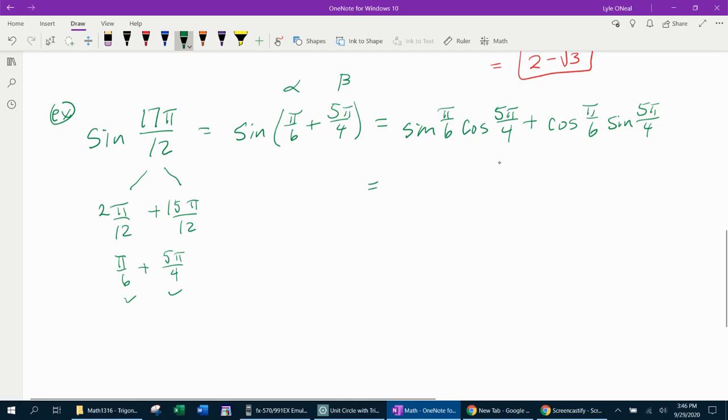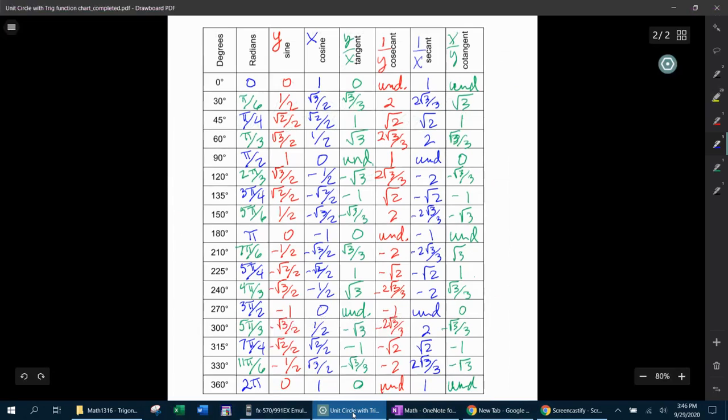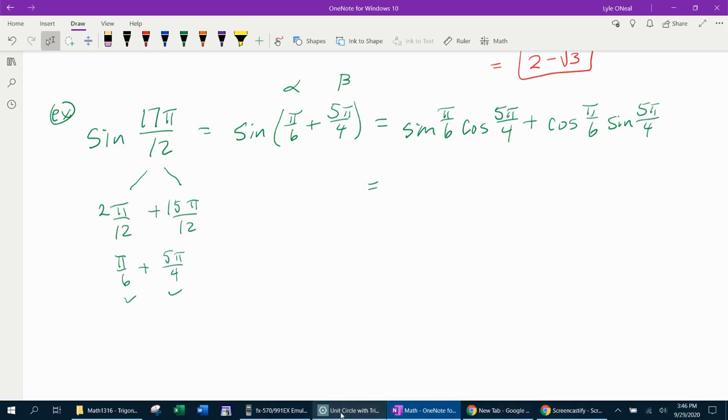Remember, the sine is y, cosine is x in the unit circle, okay? Sine of pi over 6. Pi over 6 is 30 degrees. Sine is a half. Cosine is square root of 3 over 2. So this is going to be a half. This is going to be square root of 3 over 2. That takes care of both of our pi over 6. And then we're going to do 5 pi over 4.